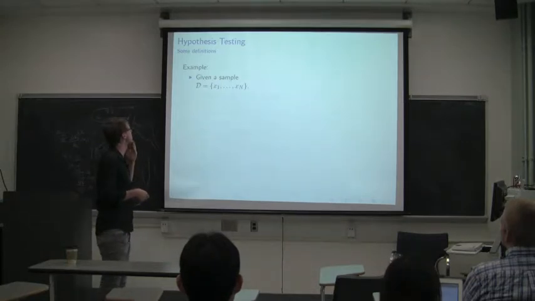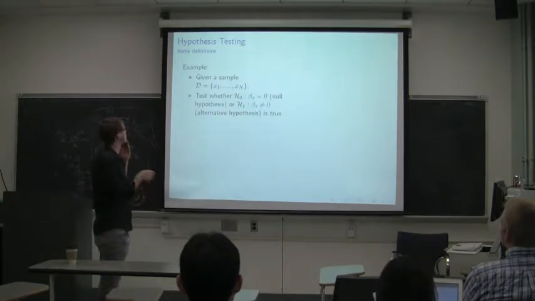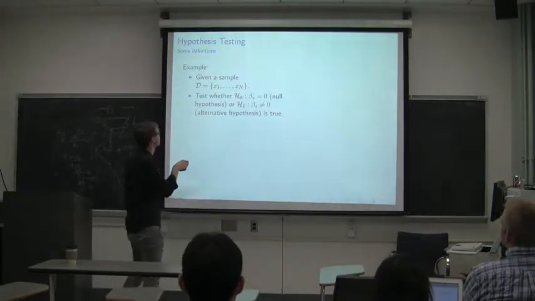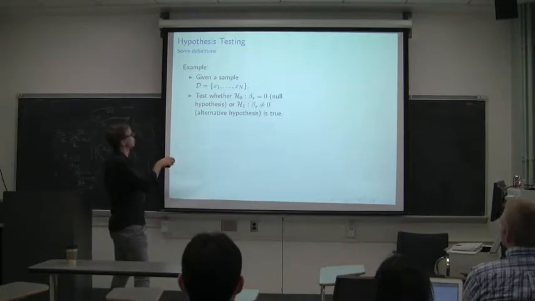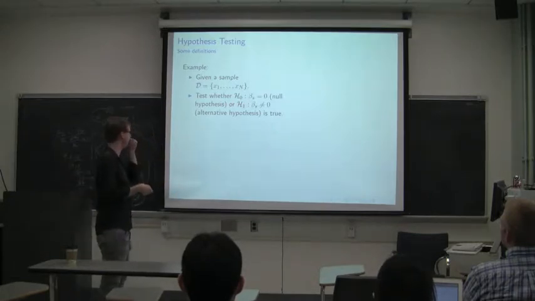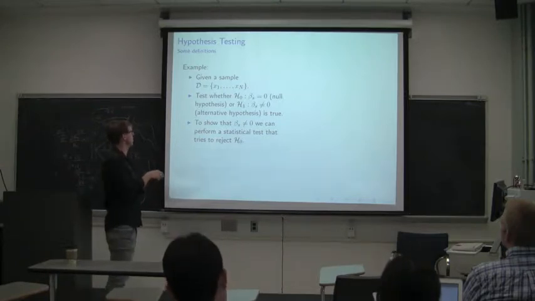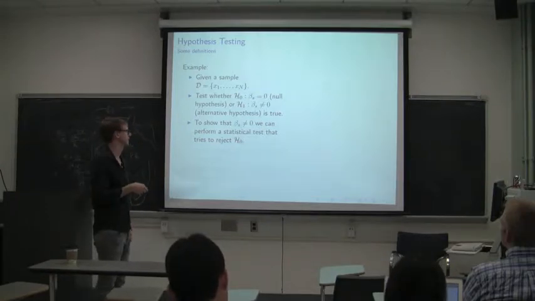Okay. So given a sample of n individuals, we want to test the null hypothesis, whether some regression value is 0, against the alternative hypothesis that it's non-zero. And in order to show that this is non-zero, we need a statistical test that tries to reject the null hypothesis, so that we can show the alternative hypothesis.